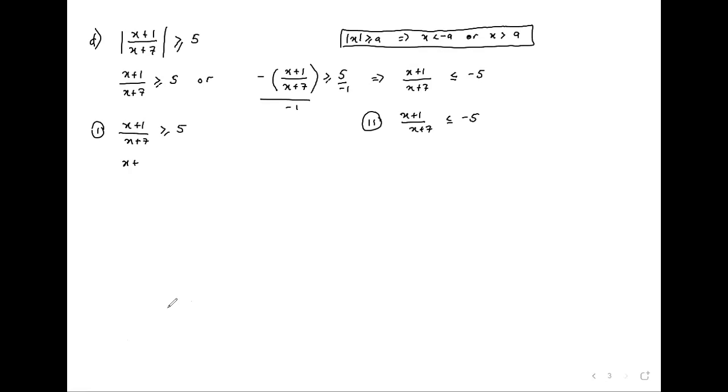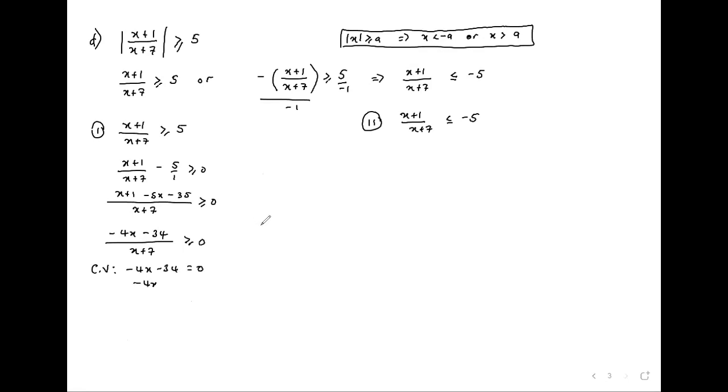So for 1, it's x plus 1 over x plus 7 minus 5 greater or equal to 0, which is x plus 1 minus 5 times x plus 7, over x plus 7, equal to 0, which gives 4x minus 34 over x plus 7 greater or equal to 0. The critical values: negative 4x minus 34 is equal to 0, so negative 4x equal to 34, divided by 4, so x is equal to negative 17 over 2. And then x plus 7 equal to 0 will give us x is equal to negative 7.